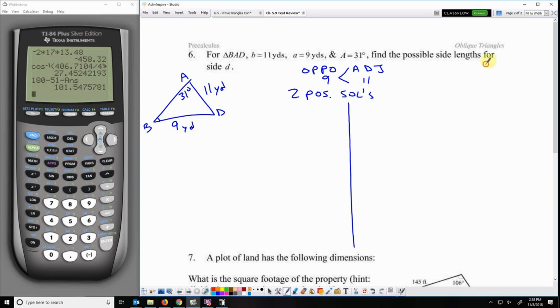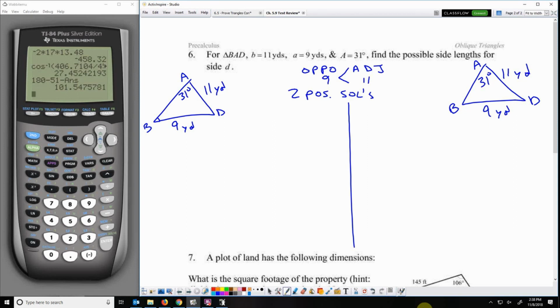So I'm going to have to draw another triangle for my other solution set. This is why we want to use law of cosines to find angles anytime we possibly can. In this case, we just can't because we don't have side, side, side, or side, angle, side.